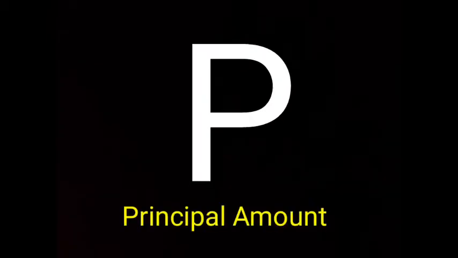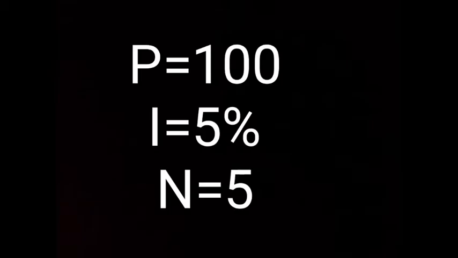Given the numbers, P denotes the principal amount, I denotes the interest rate, and N the number of periods. For the given problem, P is equal to 100, I is equal to 5%, and N is equal to 5.